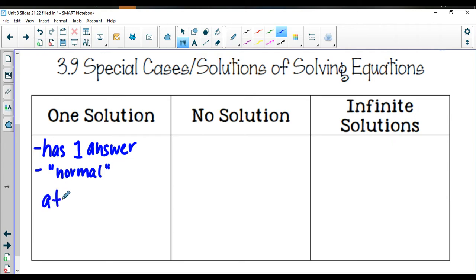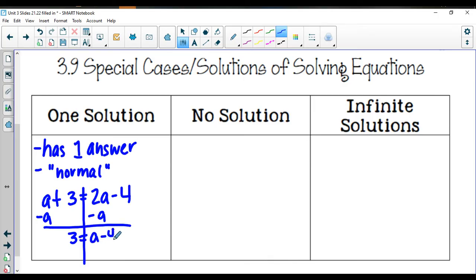So for example, if I had a plus 3 is equal to 2a minus 4. You would go ahead and move the a because it's the smaller variable. You would be left with 3 equals a minus 4. You would add 4 to both sides, and then you get 7 is equal to a. So a is represented by only one number. So one number can take the place of a, and that's it.